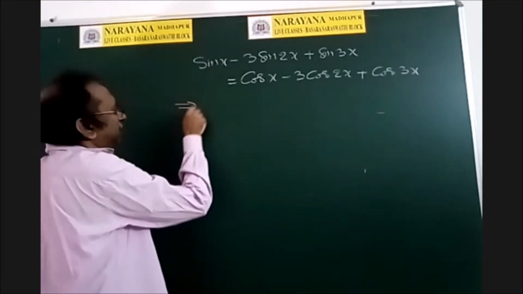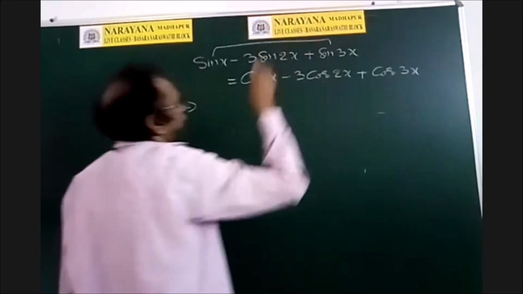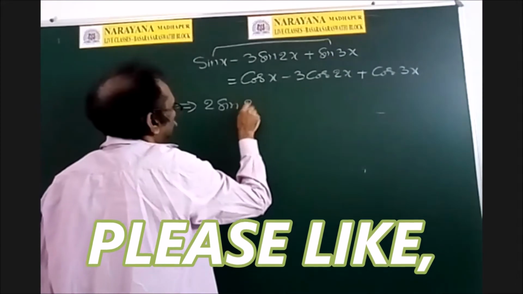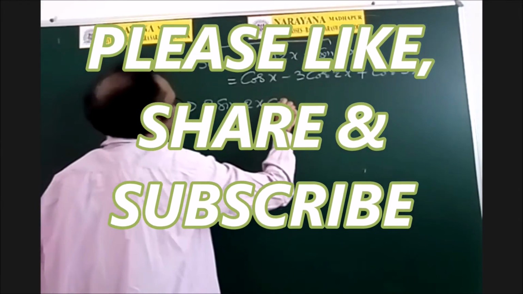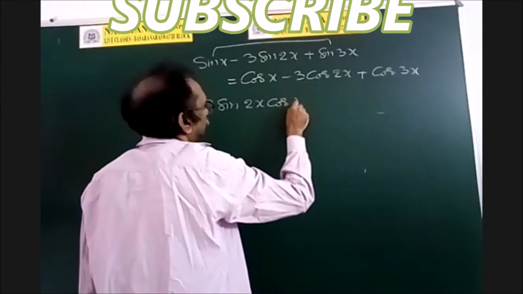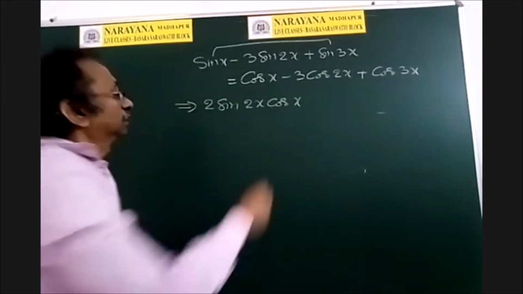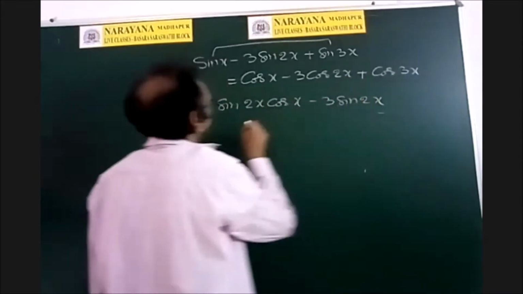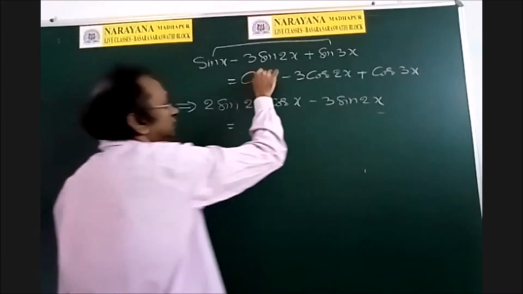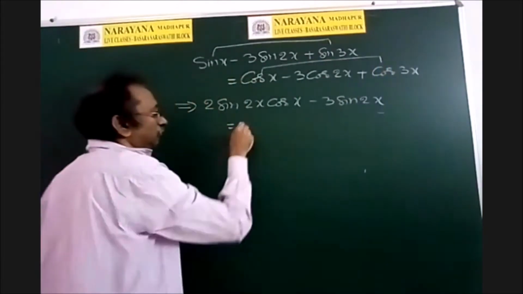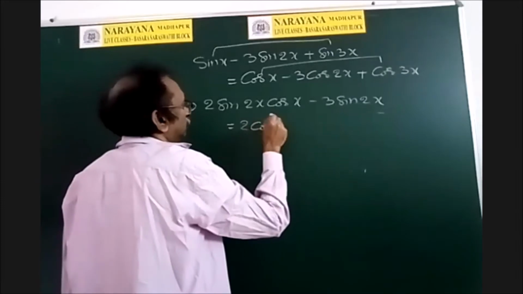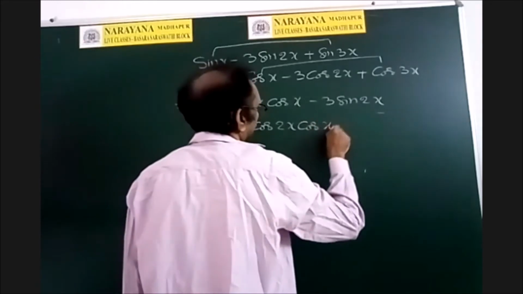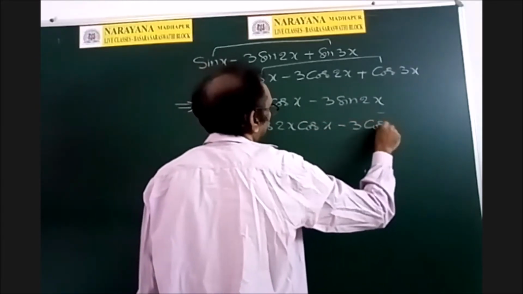So first of all, we apply transformations to these two. What is the formula? 2 sin((c plus d)/2) cos((c minus d)/2). So we get 2 sin 2x cos x minus 3 sin 2x is equal to, and for this also apply transformations, 2 cos 2x cos x minus 3 cos 2x.